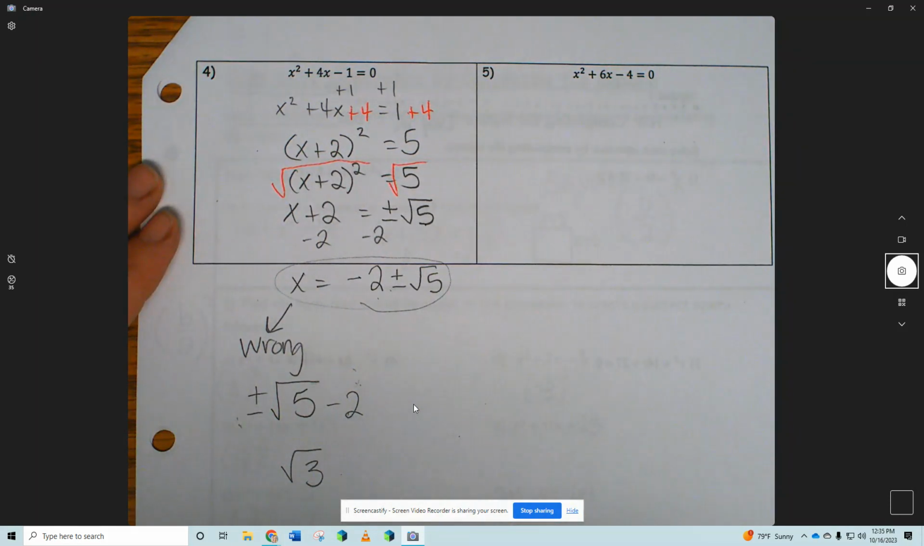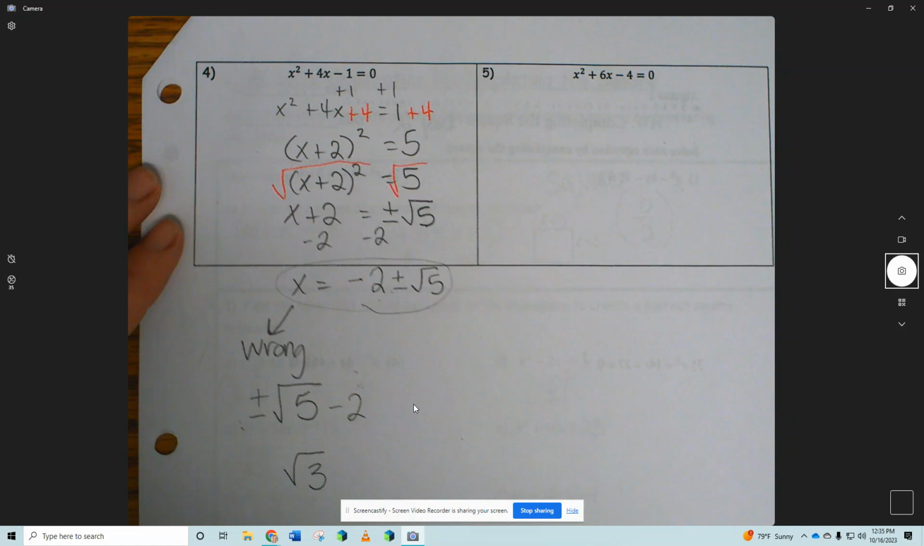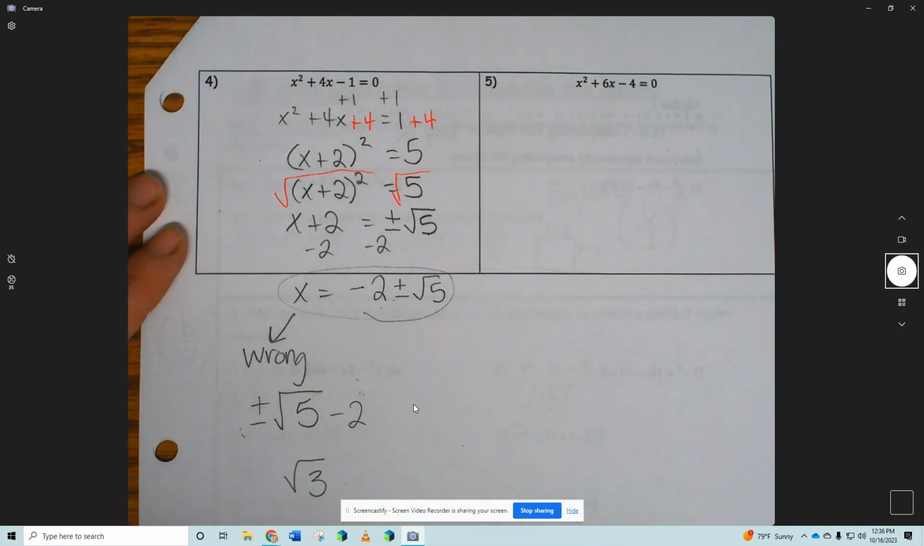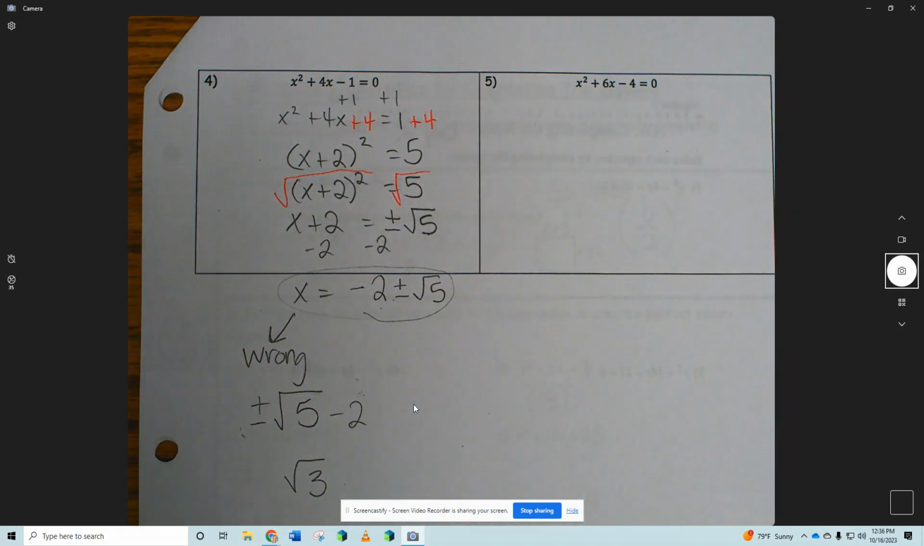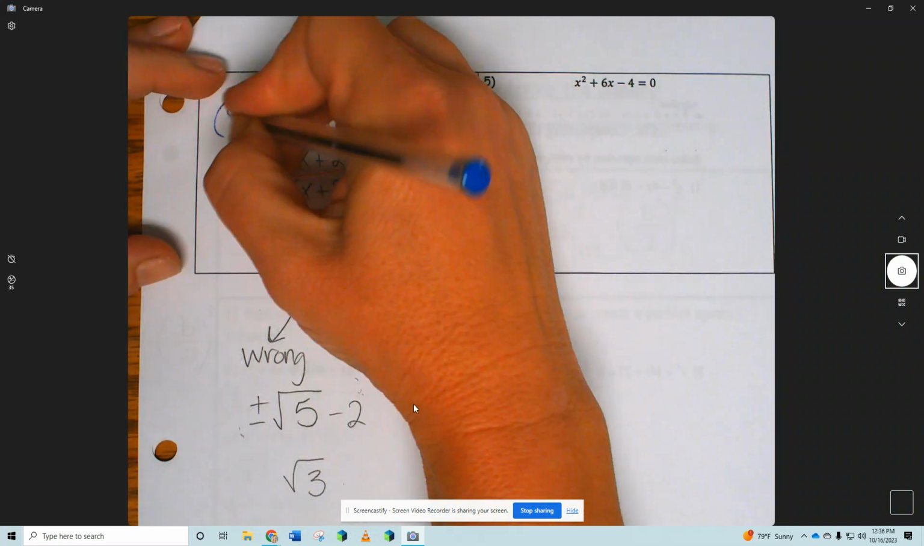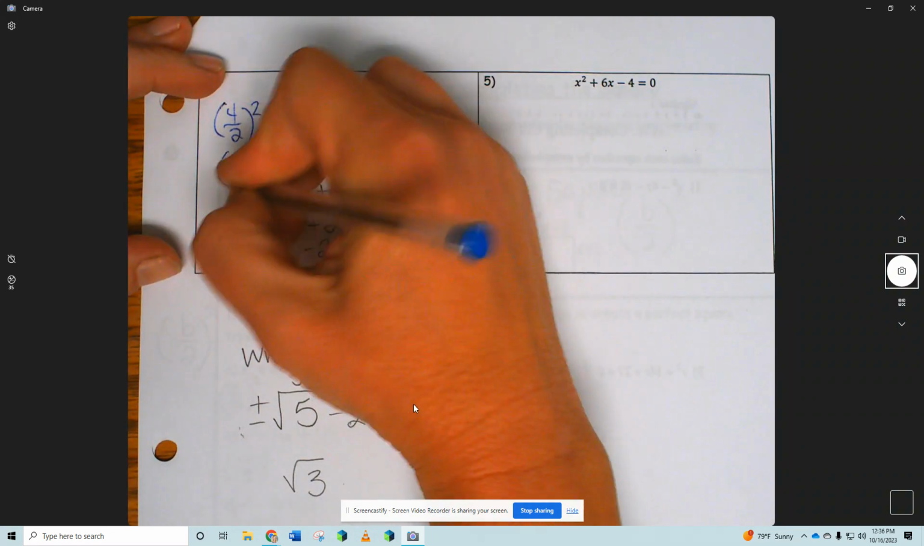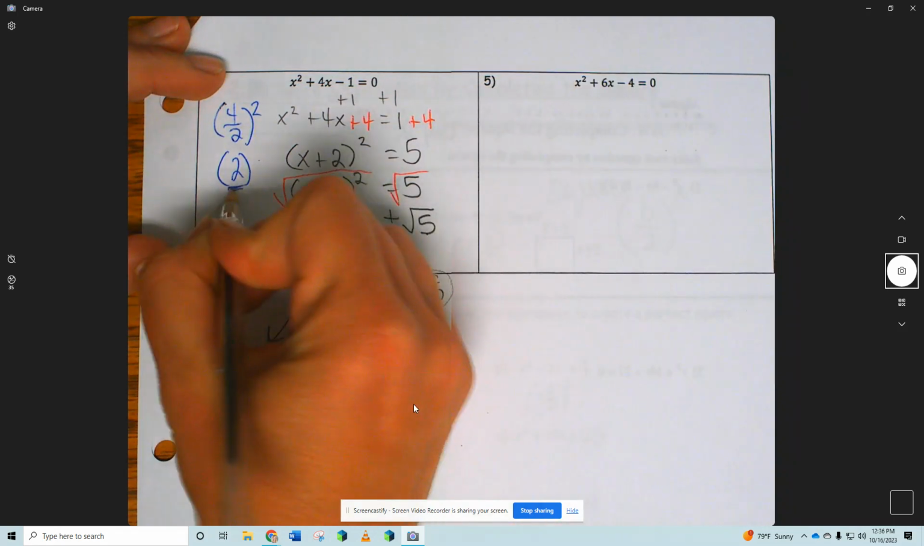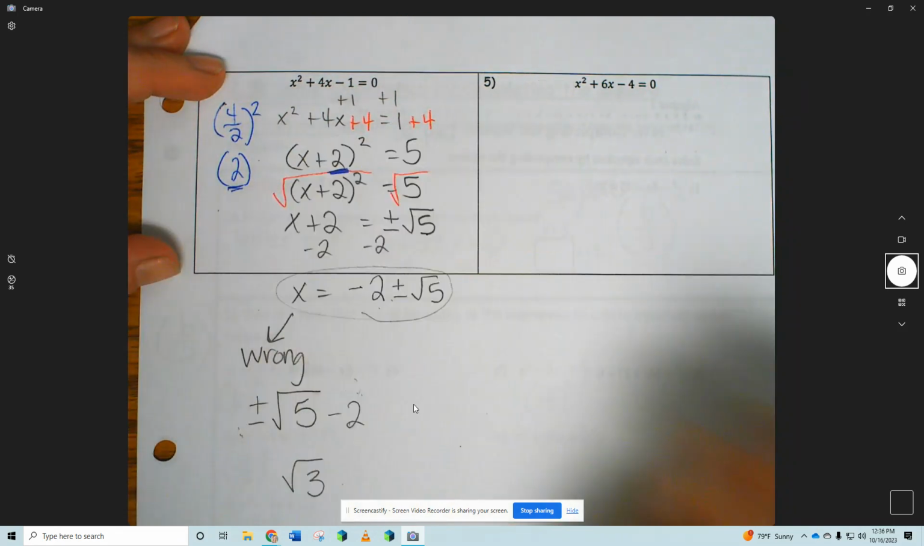I have a question. When you divide by 2 and then you square it, is it going to be that number that you put in the third box? Yes. So smart. See how this number, 4 divided by 2 squared, this number always matches that number.